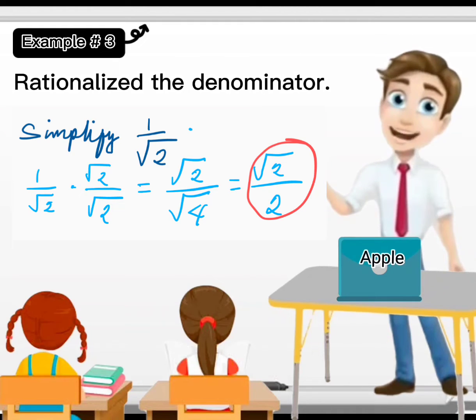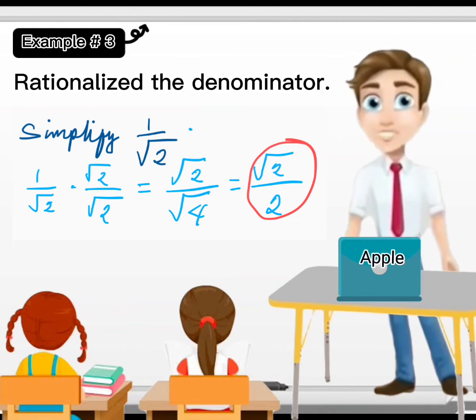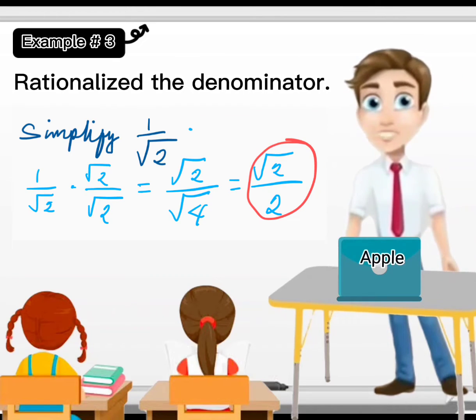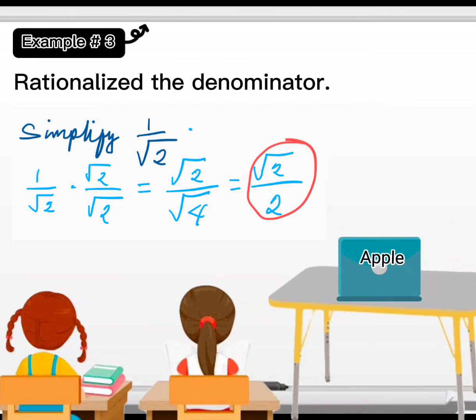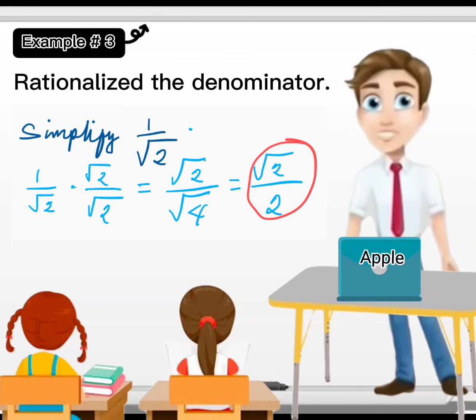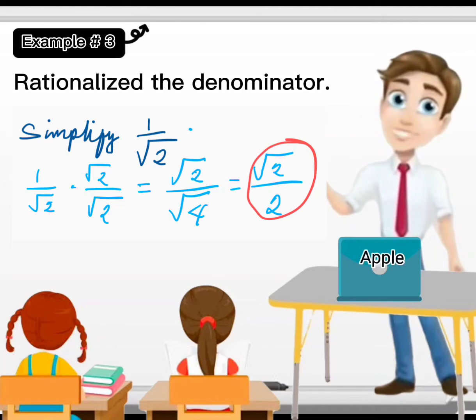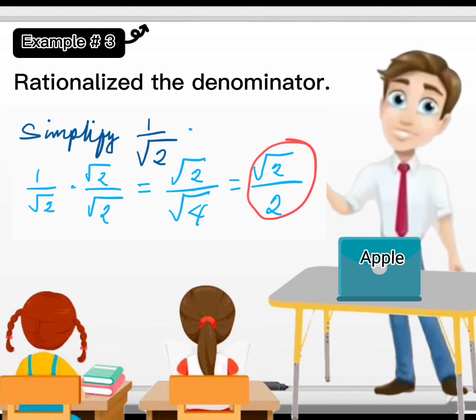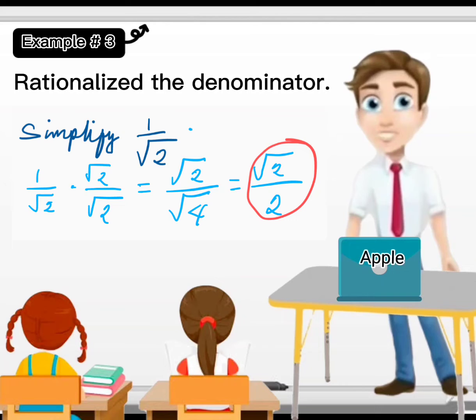Since we have a radical in the denominator, the problem is not in simplest form. Okay, how can we remove the radical in the denominator? So the process that we're going to use here is what we call rationalizing the denominator. Now, paano magagawa yon? So kailangan natin alisin yung radical sa baba. So to do this, kailangan natin magkaroon ng perfect square doon sa baba.